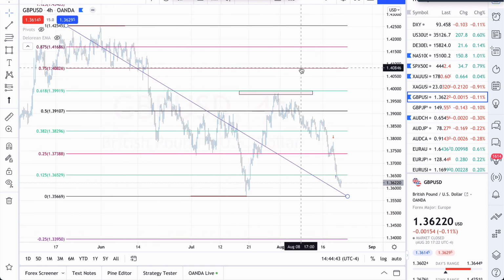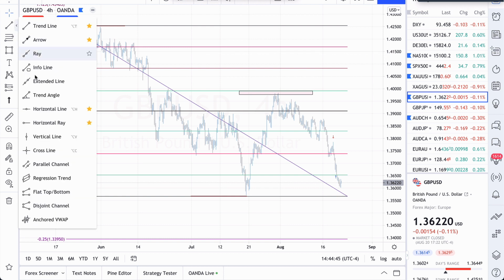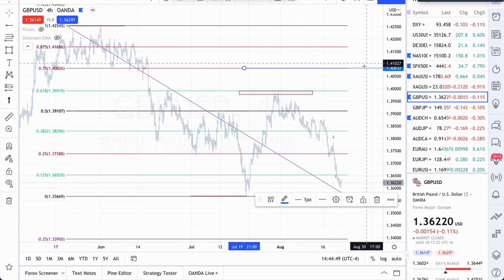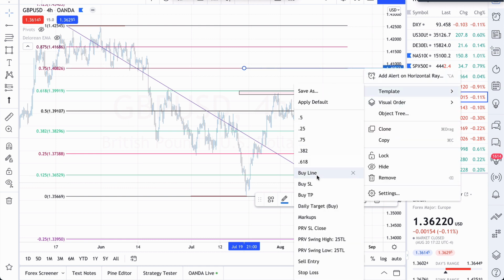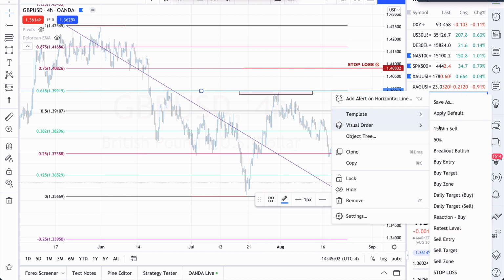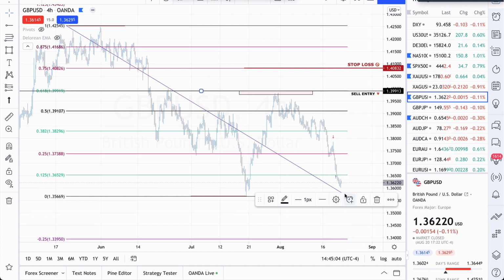Put your stop loss at the previous fib and call it a day. Just like that. Entry, nowhere near your stop loss. It's pure profit. Look at that.